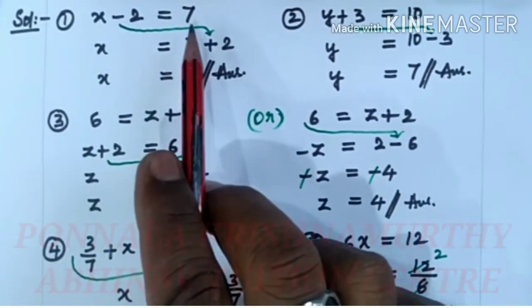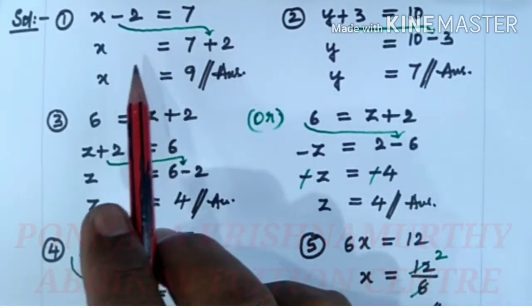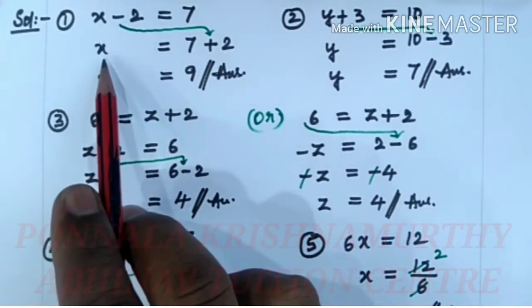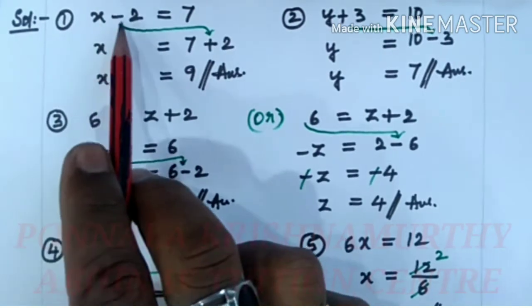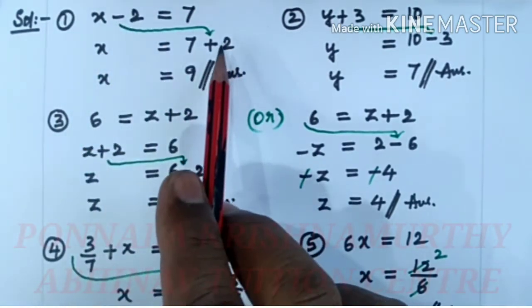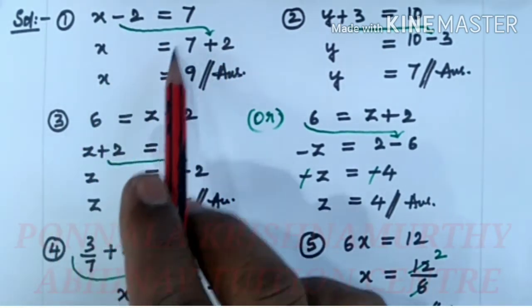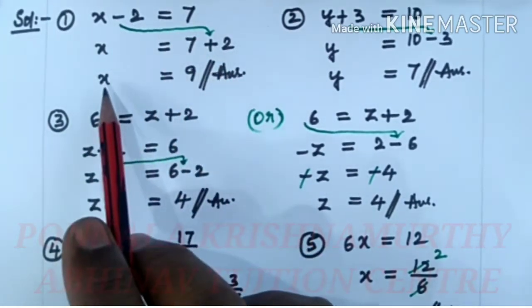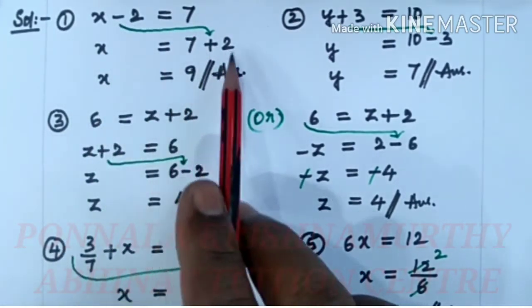x minus 2 equal to 7. Since we have to find out the value of x, let x be in the left hand side and send this minus 2 to the right hand side. Then it becomes x is equal to 7 plus 2. x is equal to 9. 7 plus 2 is 9.